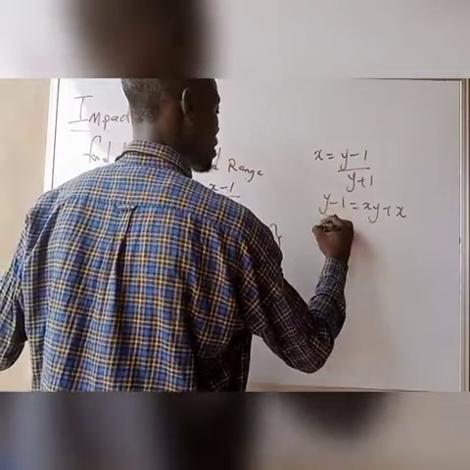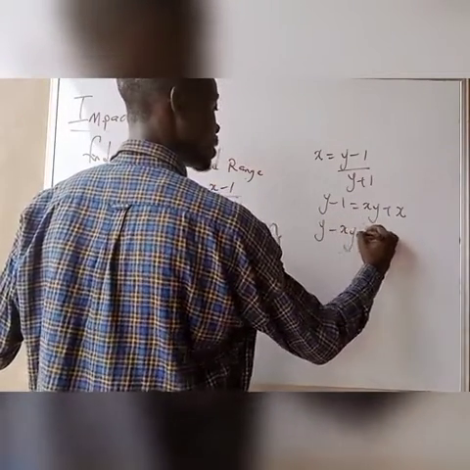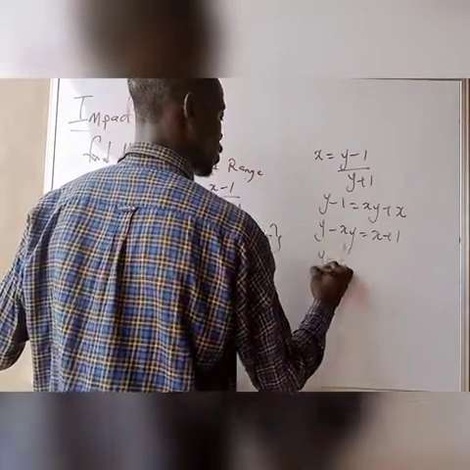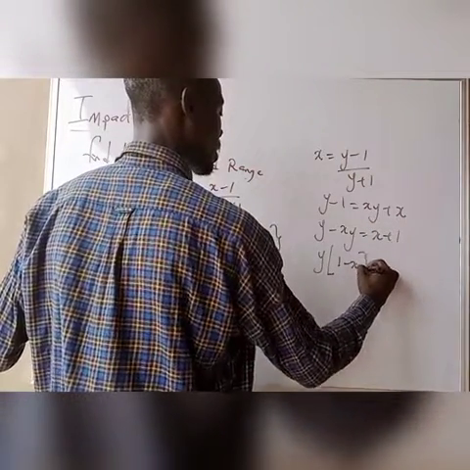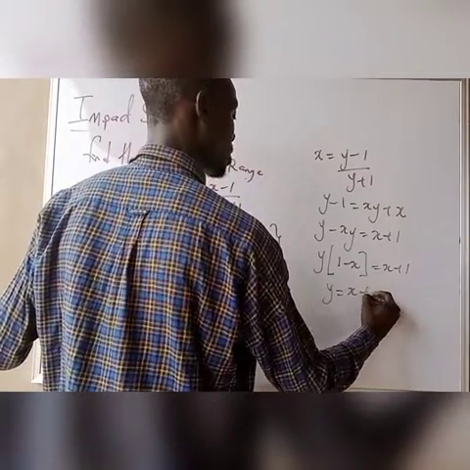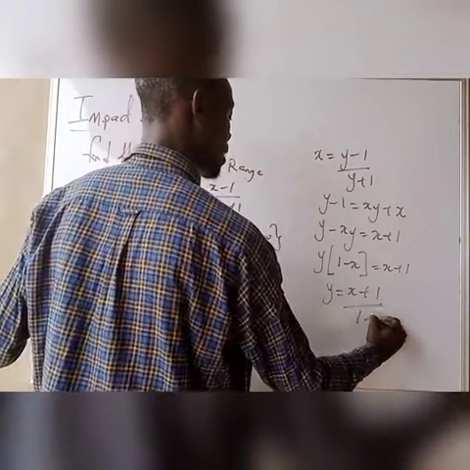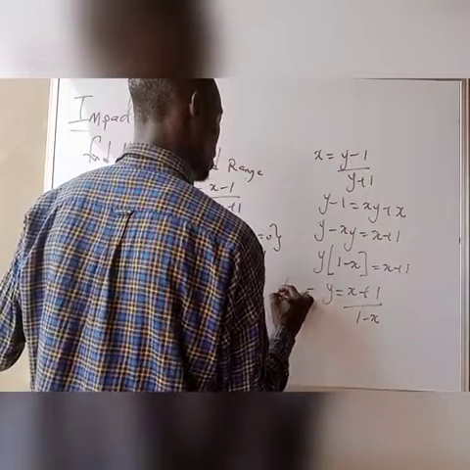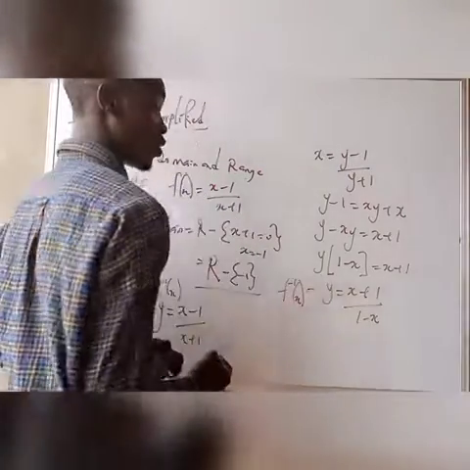So collect like terms, that will give us y minus xy is equal to x plus 1. Your y is common, 1 minus x is equal to x plus 1. That means your y is x plus 1 over 1 minus x. And this also is the inverse of the function.